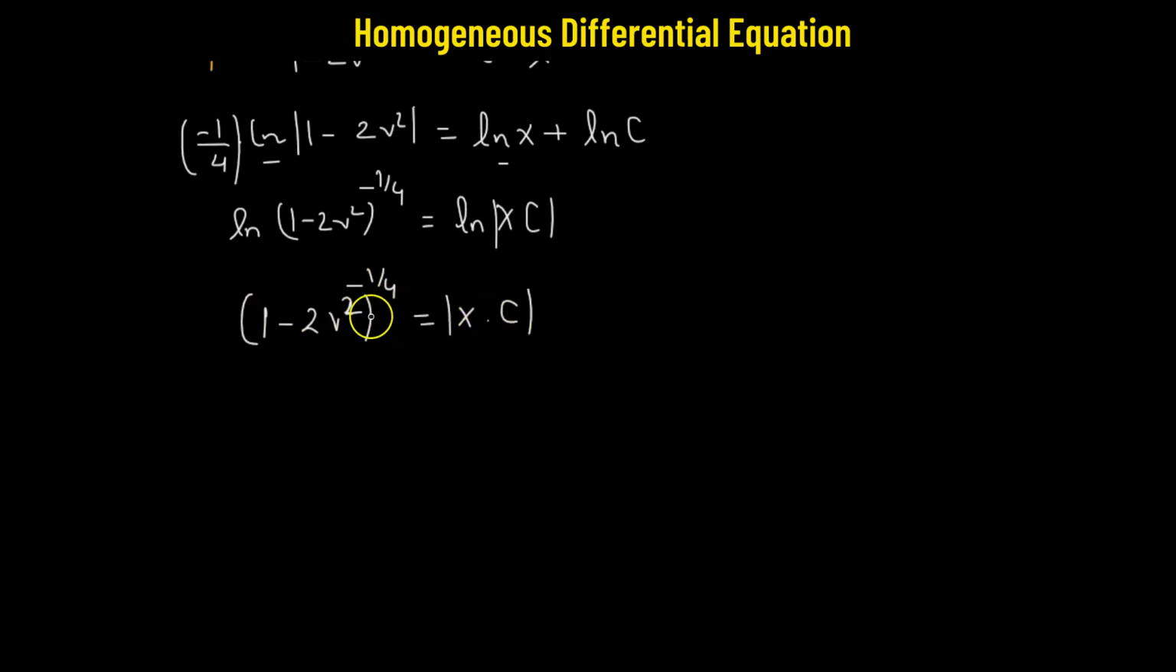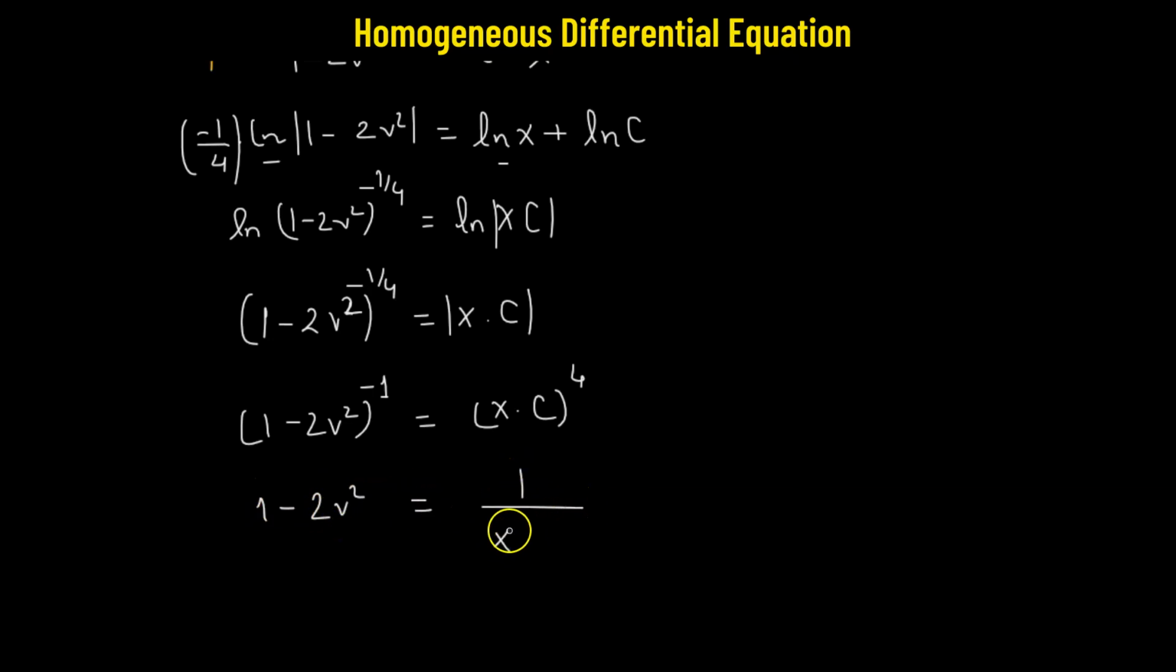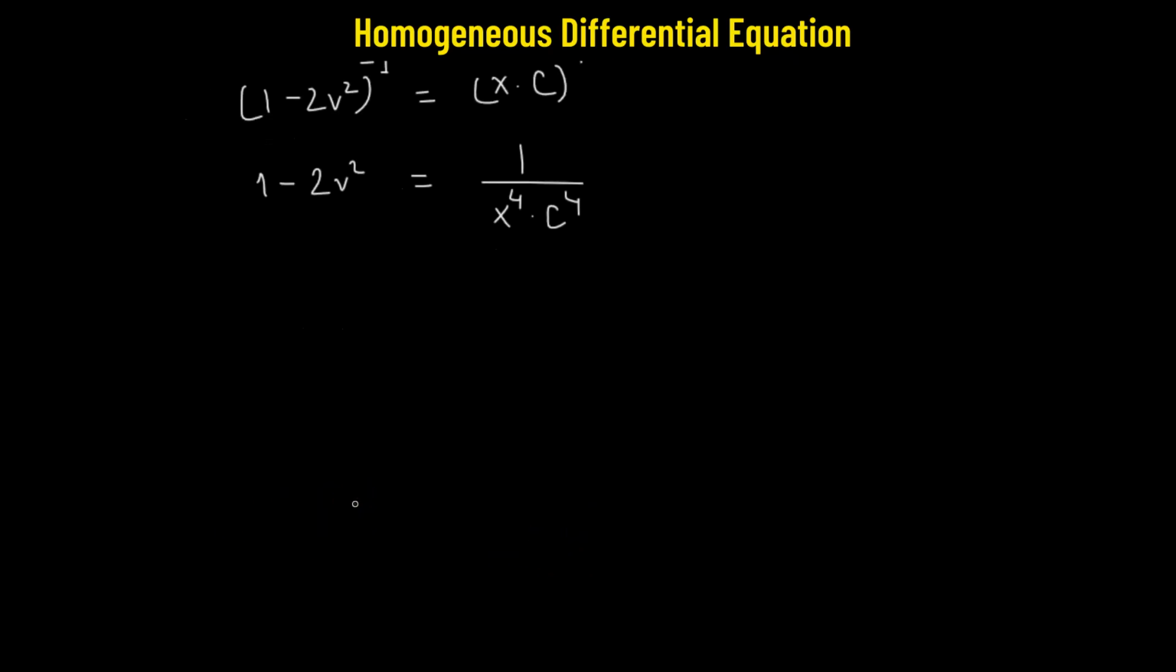Now we'll raise it to the power of 4 on both sides. So this will be -1, and this will become (x times c) raised to the power of 4. Or simply, 1 minus 2v squared will become 1 divided by x to the power of 4 times c to the power of 4. Now we make the final substitution, substituting the value v with y over x. So we have 1 minus 2 times y squared over x squared equals 1 over x to the power of 4 times c to the power of 4.